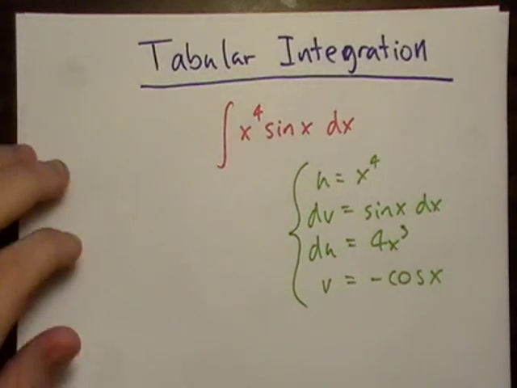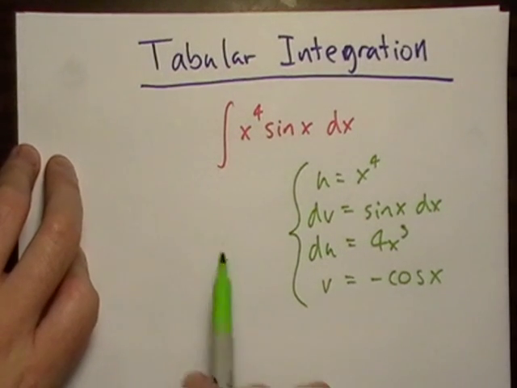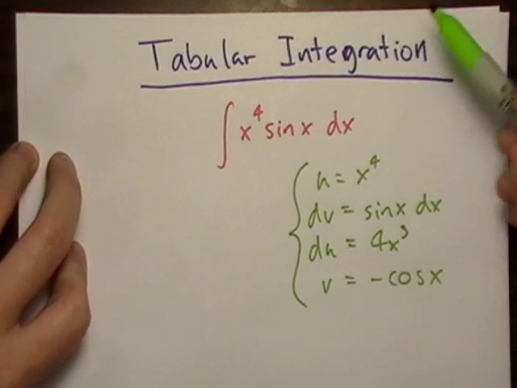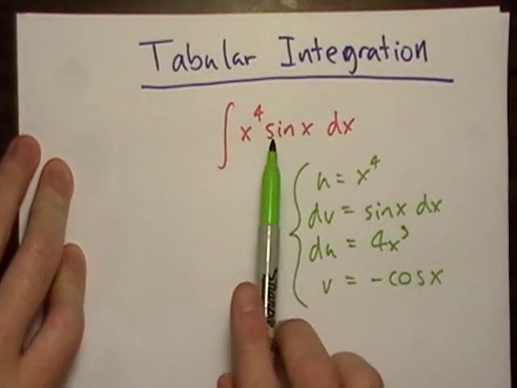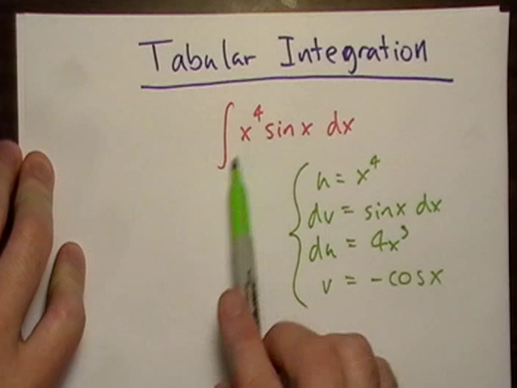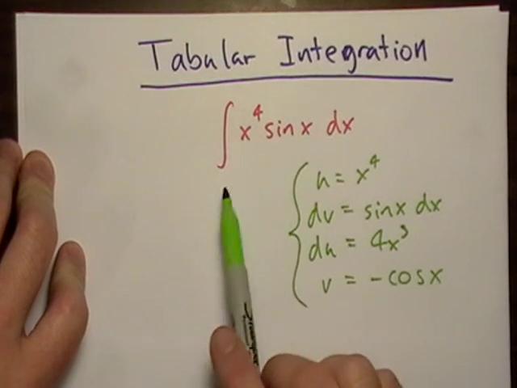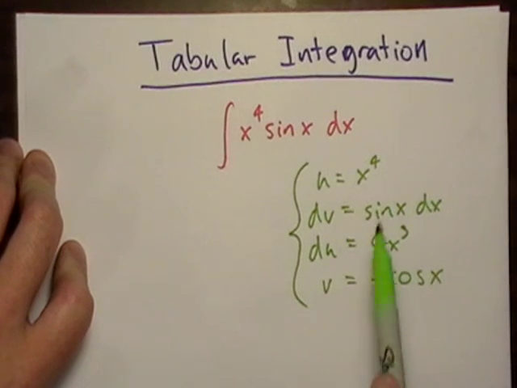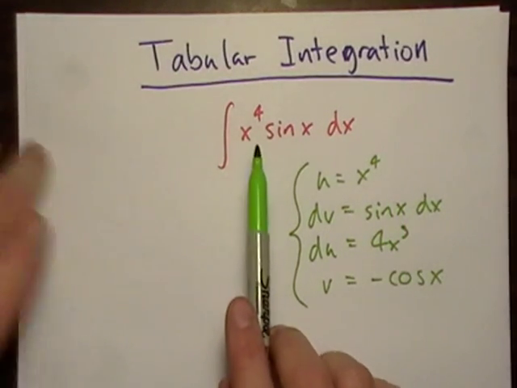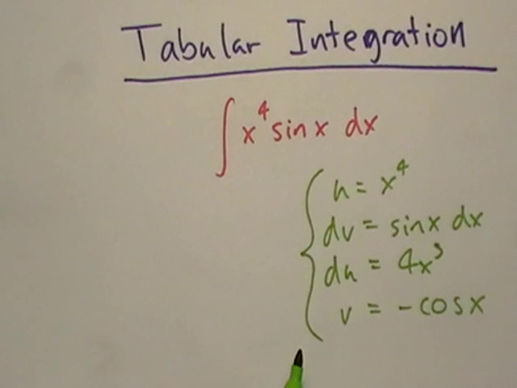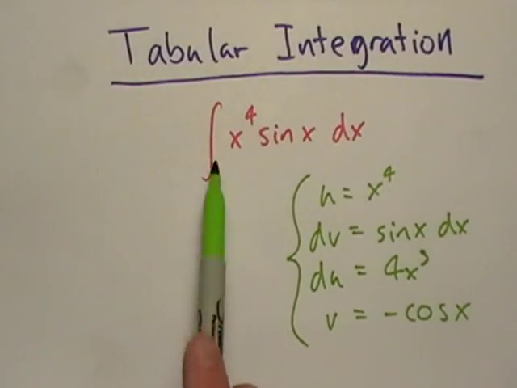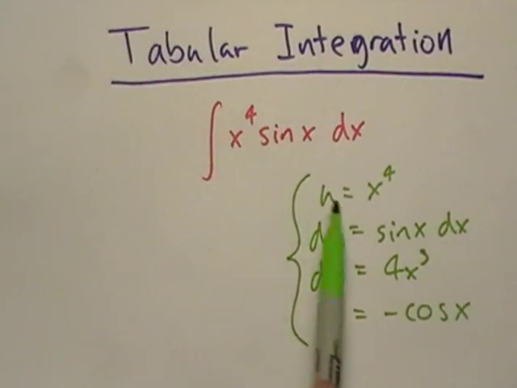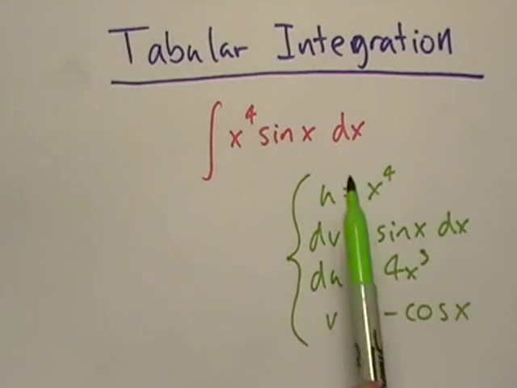Okay, tabular integration. We've been doing integration by parts, and this integral right here is a prime candidate for it. I already did my picks. You know me, I like to make my u the polynomial portion of this thing, like the x raised to the power. That's usually a good place to start with your u.